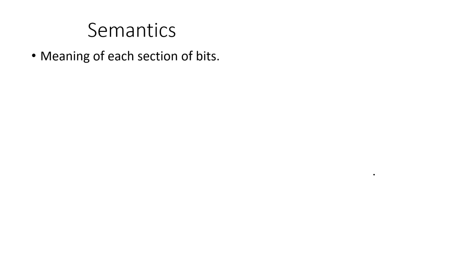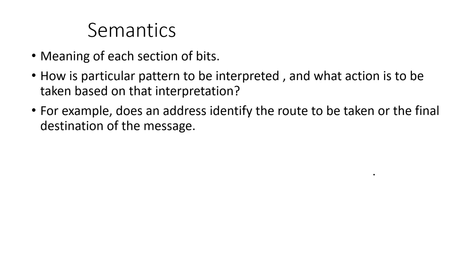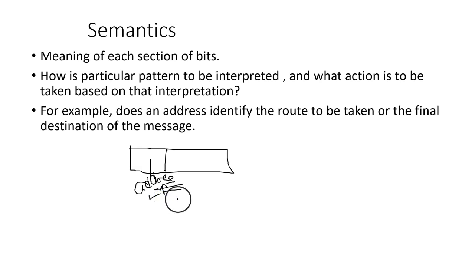It refers to the meaning of each section of bits, that is it represents how a particular pattern is to be interpreted and what action is to be taken based on that interpretation. For example, does an address identify the route to be taken or the final destination of the message? Means whatever the address is there in the format, it interprets whether it is the address of the destination or the address of the next node on the route.